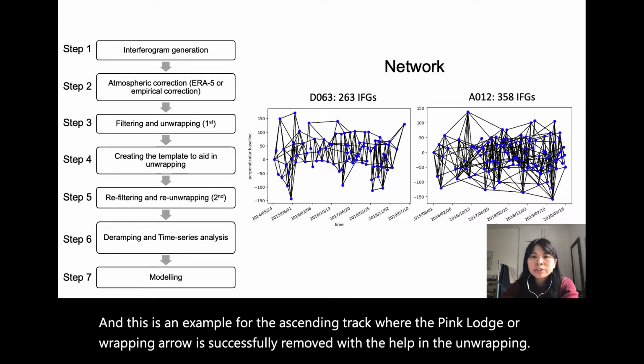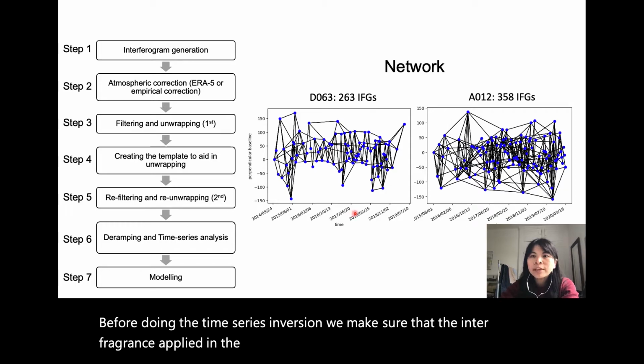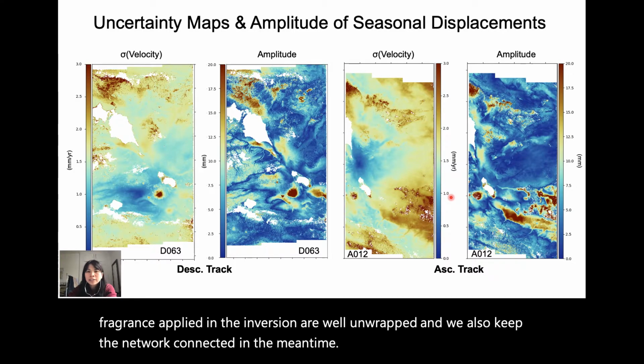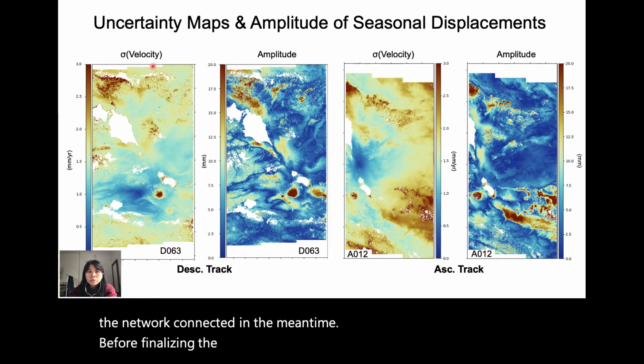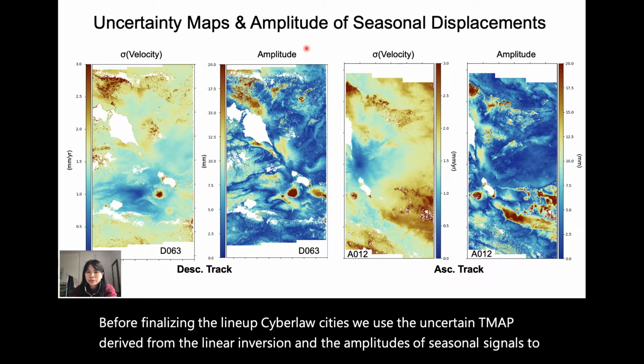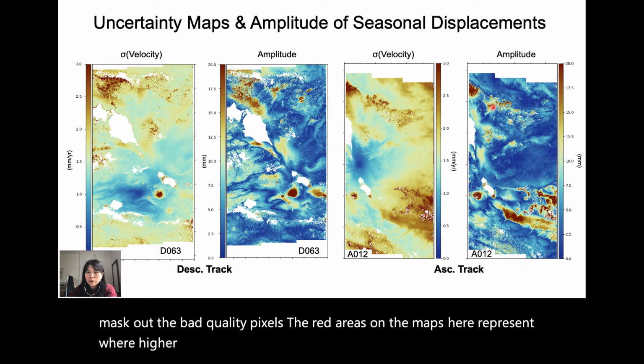Before doing the time series inversion, we make sure that the interferograms applied in the inversion are well unwrapped, and we also keep the network well connected in the meantime. Before finalizing the line-of-sight velocities, we use the uncertainty map derived from the linear inversion and the amplitudes of seasonal signals to mask out the bad quality pixels. The red areas on the maps here represent where higher uncertainties or amplitudes are.